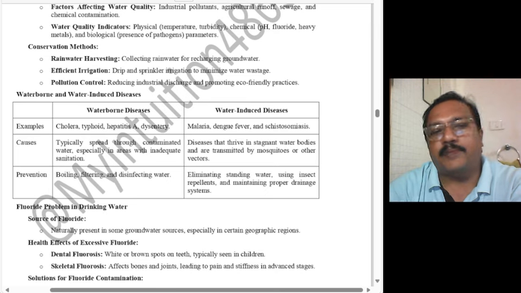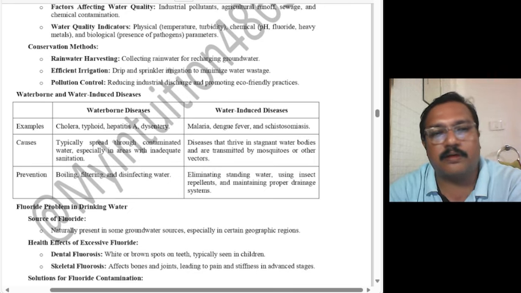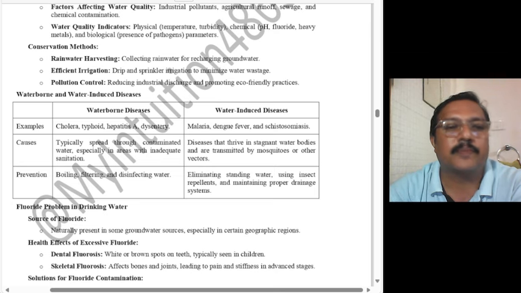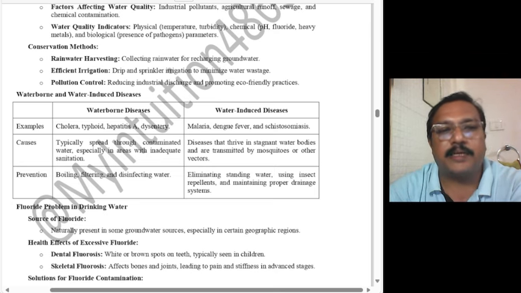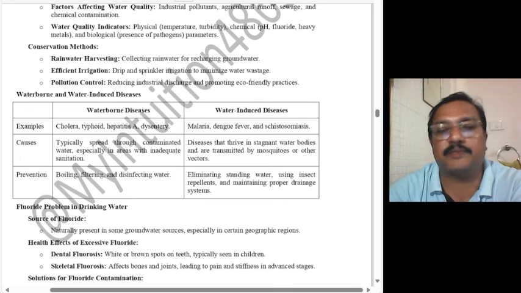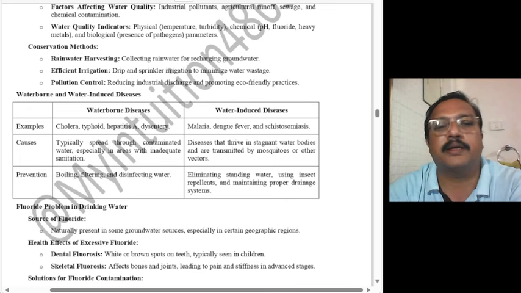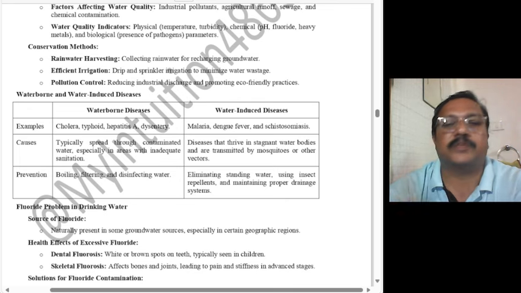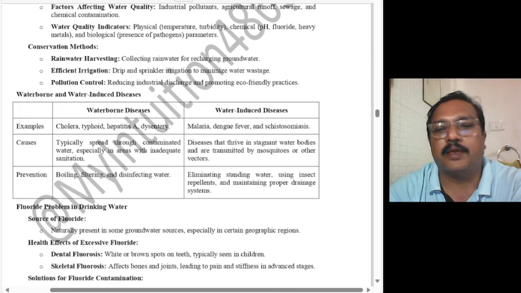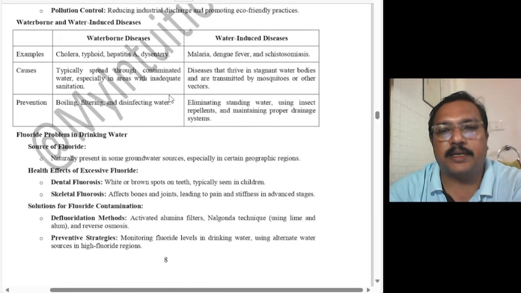So water is a very precious resource which we must use very wisely. So by understanding where water comes from, checking its quality, and using conservation methods, we can make sure that everyone has access to safe water today and for the future. That's sustainability. Then comes the waterborne and water induced diseases.